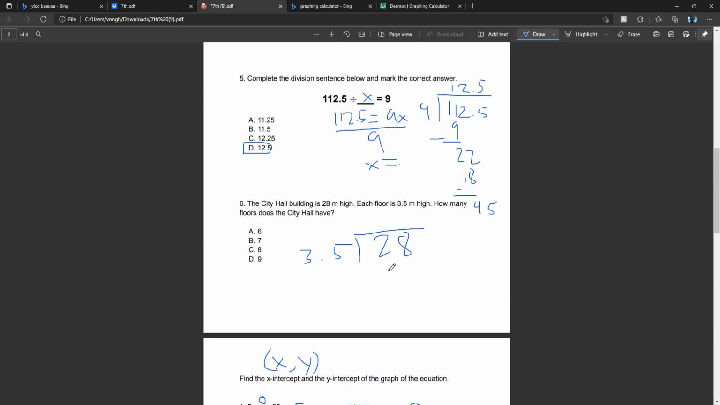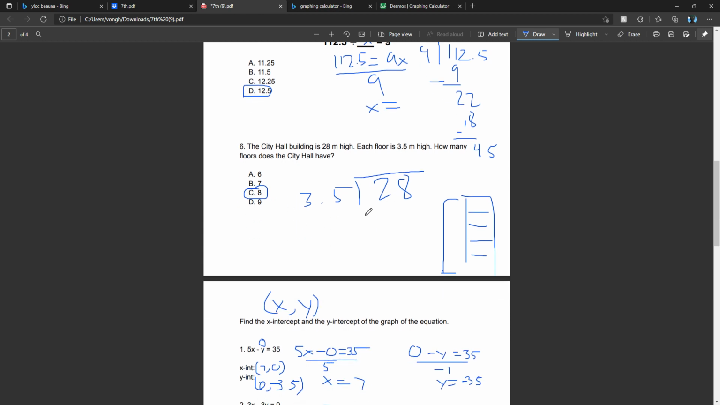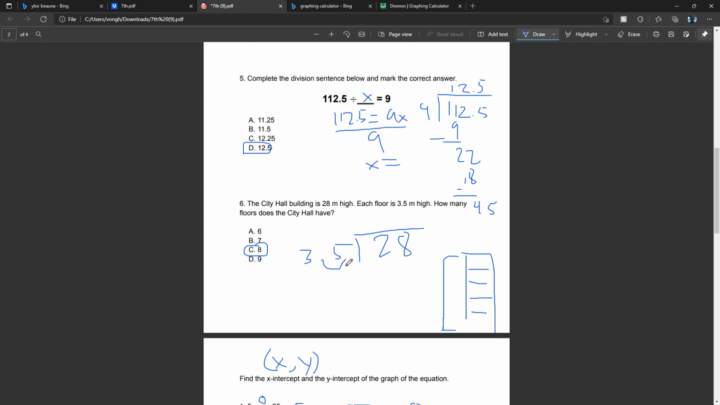So we know that the whole building is like 28 meters, and then you've got floors, right? You want to count how many floors they have, so you just divide it. So 28 divided by 3.5. You should get 8, I believe. Just C. If you want to do the division, make sure you move the decimal once, and then you add a 0 there. And then 280 divided by 35 is just 8.